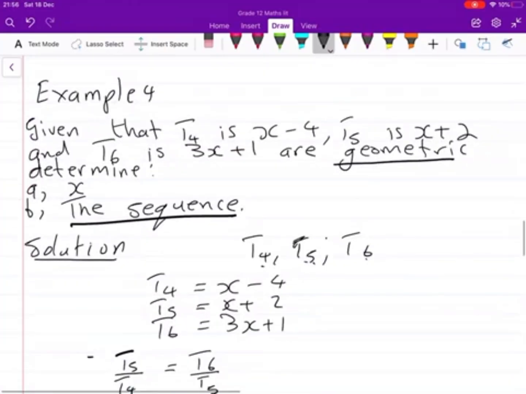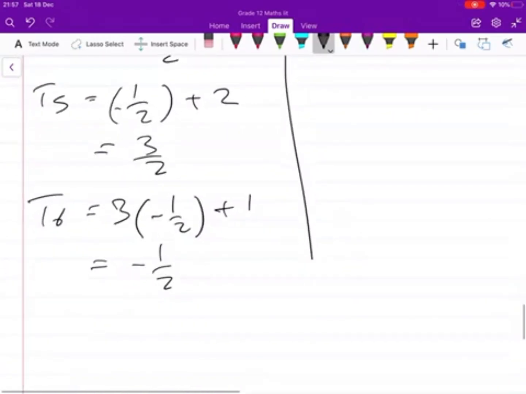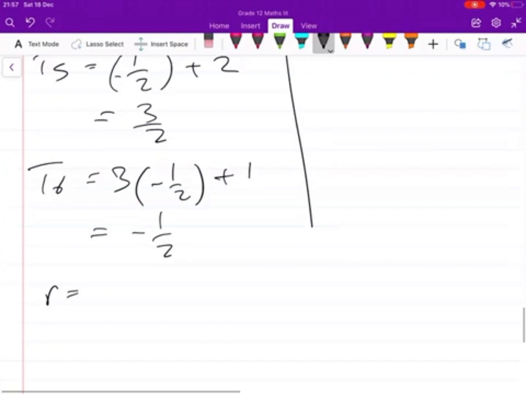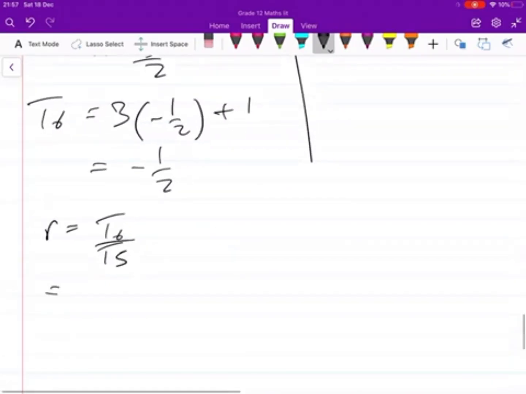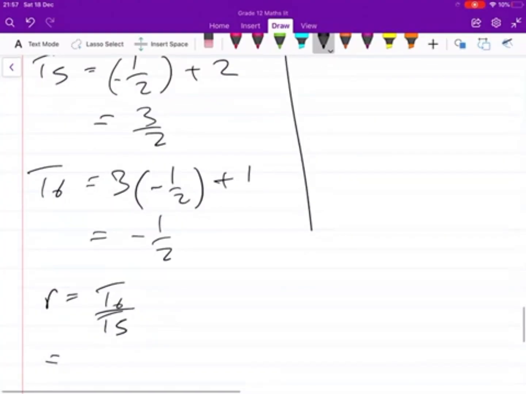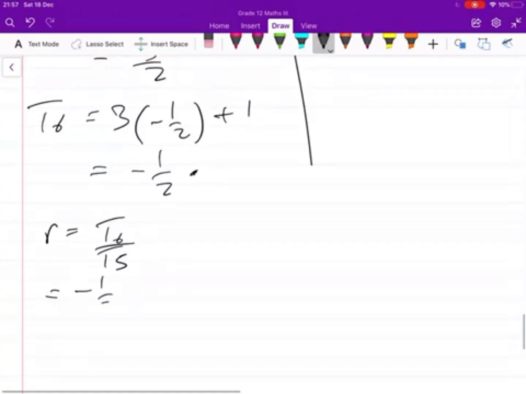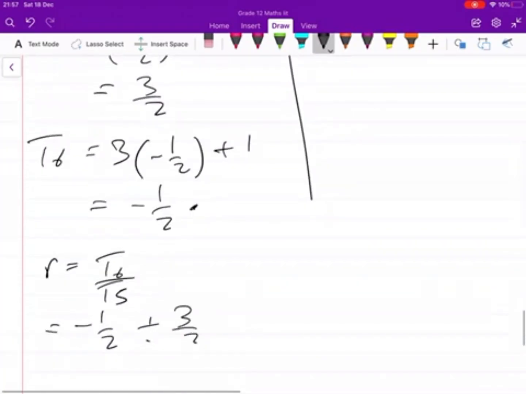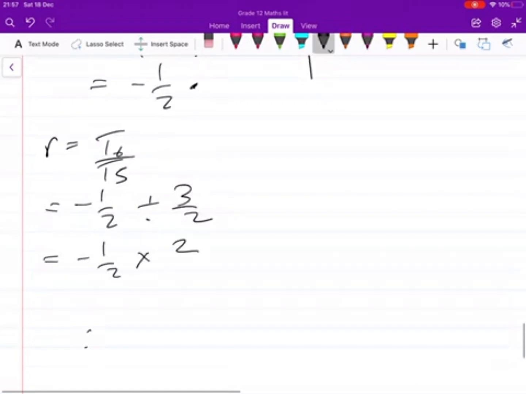Now, if you want to determine the sequence, we need A and we need R. Those are the essential things. We need A and we need R, and it tells you that somewhere we're going to apply simultaneous equations. But at least with R, I can just say T6 over T5 because I have the values already. T6 is -1 over 2, and then T5 is 3 over 2. Then this is -1 over 2 multiplied by 2 over 3, and of course your answer there should be -1 over 3.